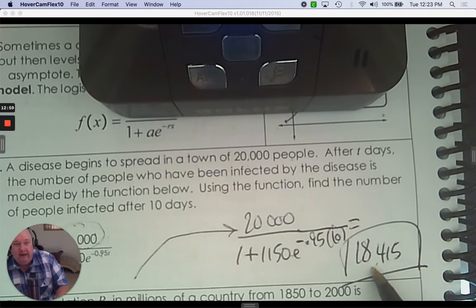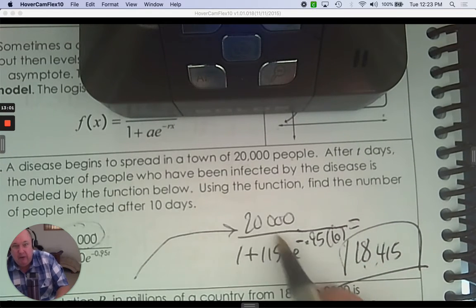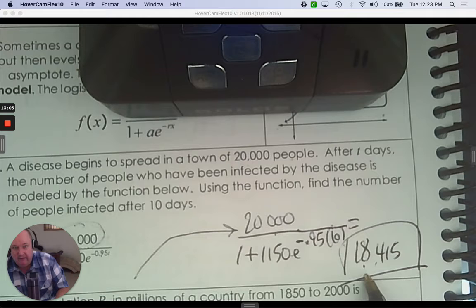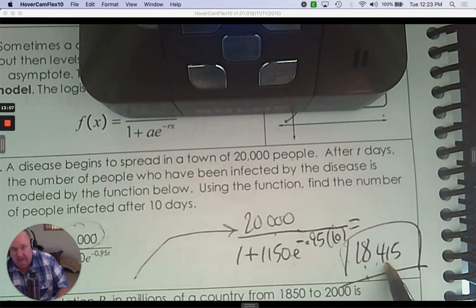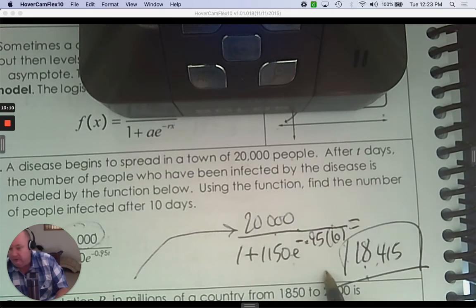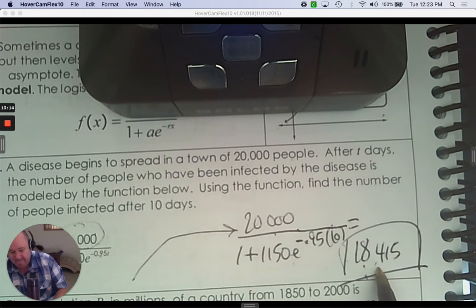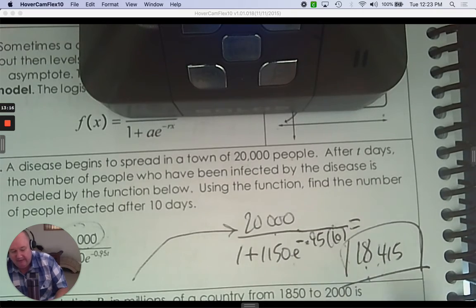Boy. So already, only after 10 days, most of the population's been infected. When you look at infectious diseases and how quickly they can infect people, that is a math model that would likely scare most people if they understood the math behind it. So only after 10 days at that rate.